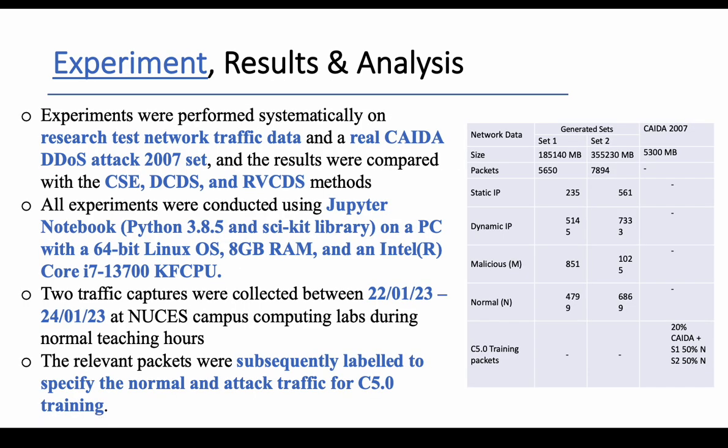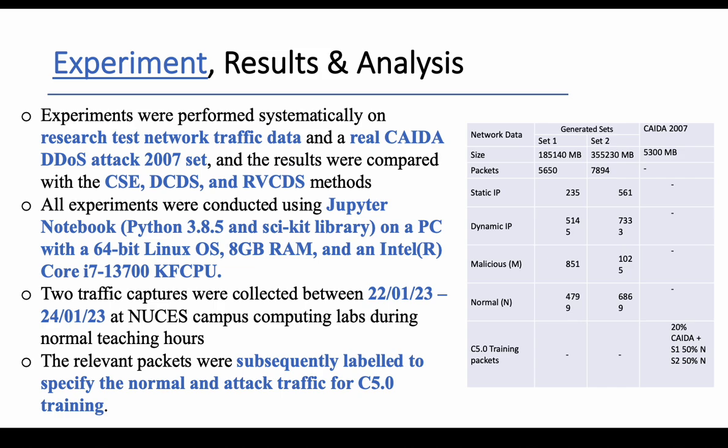So to evaluate the performance of the ARS system, experiments were performed systematically on research test network traffic data and a Al-Qaeda DDoS attack 2007 set. And the results were compared with CSE, DCDS, and RVCDS methods. CSE detects port scans and DDoS using source and destination spreading estimates, whereas DCDS and RVCDS identify abnormal hosts by measuring the connection degree changes over a specific measurement period.